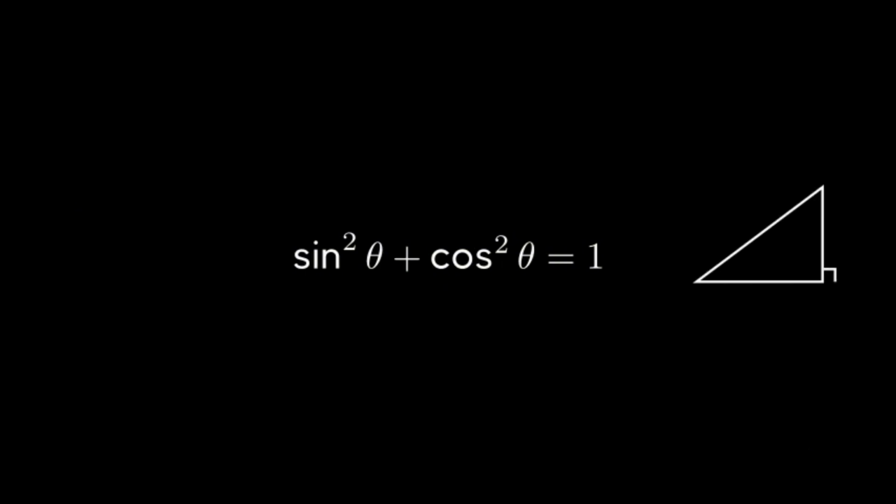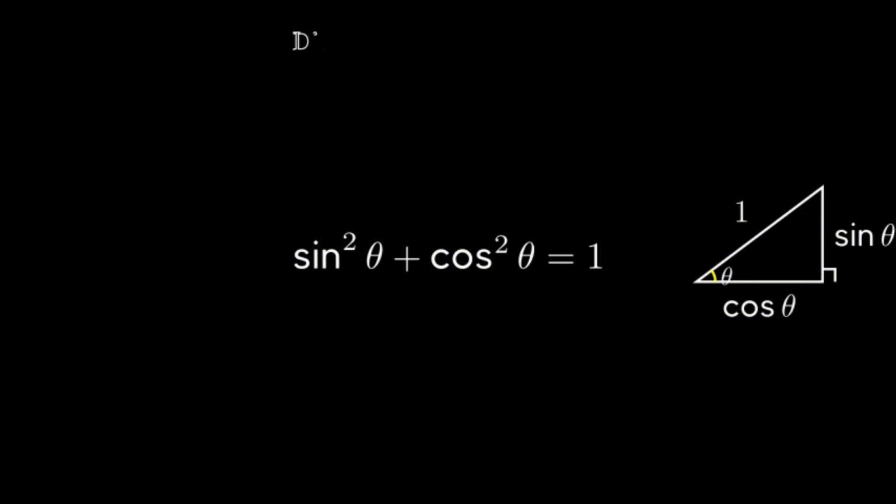Let's start with the fundamental Pythagorean identity, which states that sine squared theta plus cosine squared theta equals 1. This relationship is the foundation for many other trigonometric identities. This identity directly connects to the Pythagorean theorem in a right triangle. If we consider a right triangle where the hypotenuse has length 1, the opposite side has length sine theta, and the adjacent side has length cosine theta, then by the Pythagorean theorem, sine squared plus cosine squared equals 1.